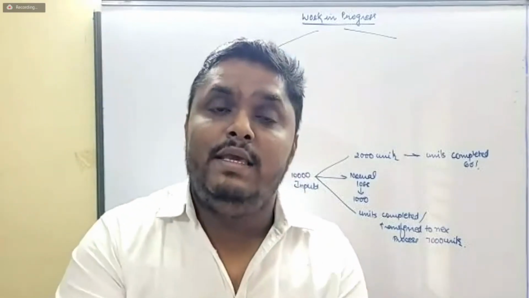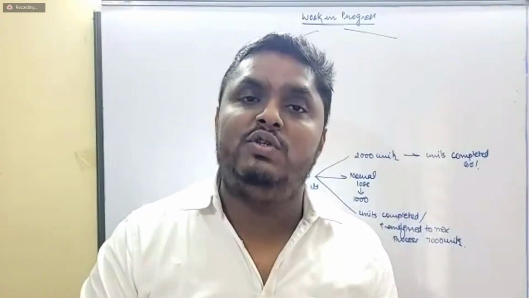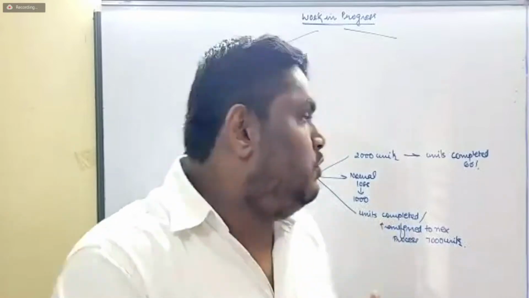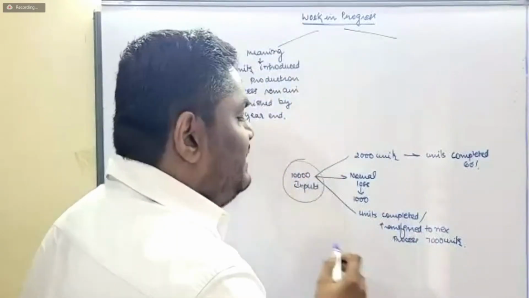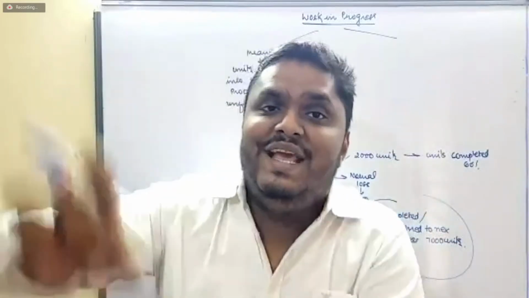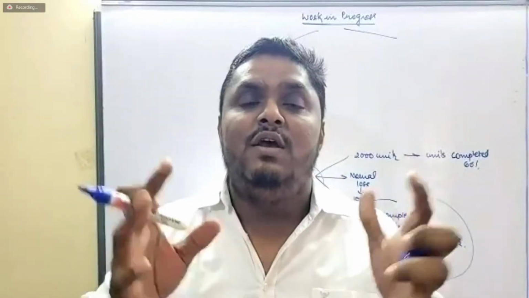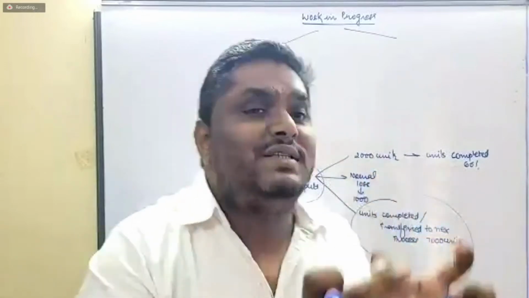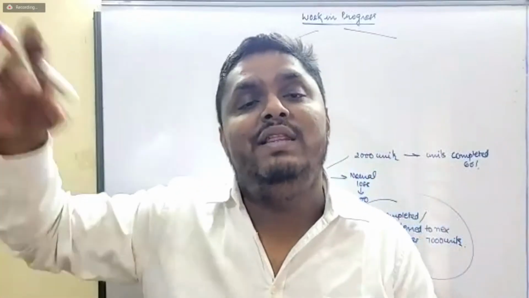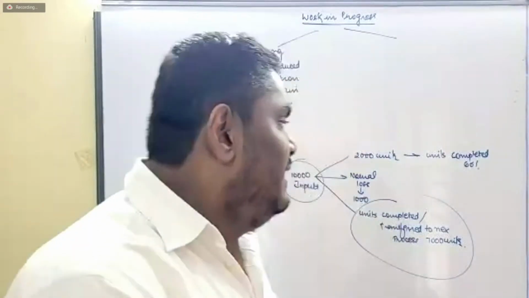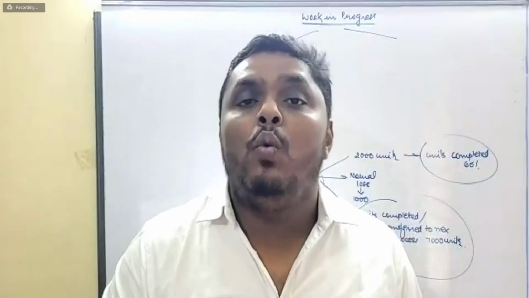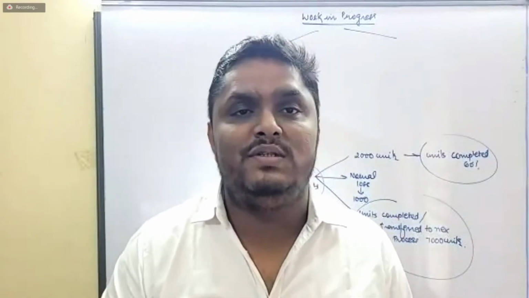What is work in progress? Units we introduced into the process, but by year end some units could not be completed. So out of these 10,000 units, 7,000 units were 100% processed and transferred to the next process. But 2,000 units are still in process and they are not 100% completed so that they can be transferred to the next process. They are only 60% complete. That is what we call work in progress or units in process.